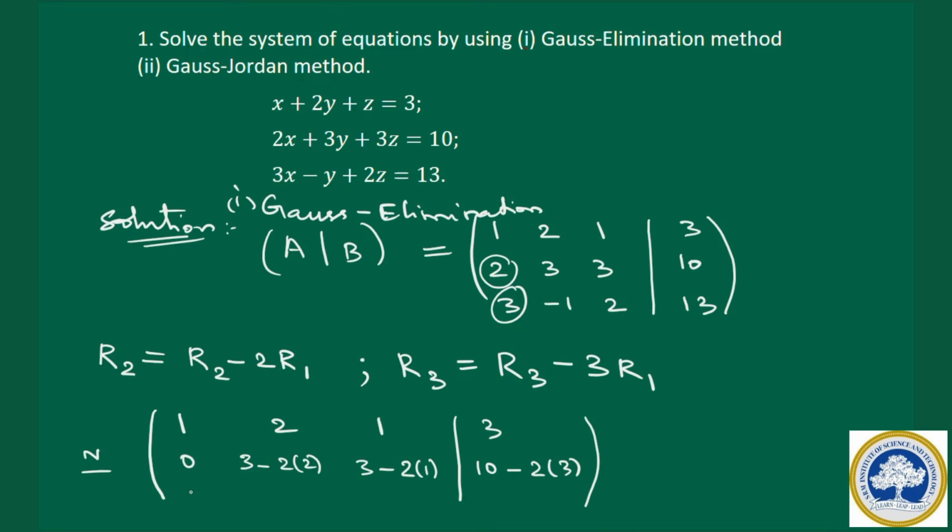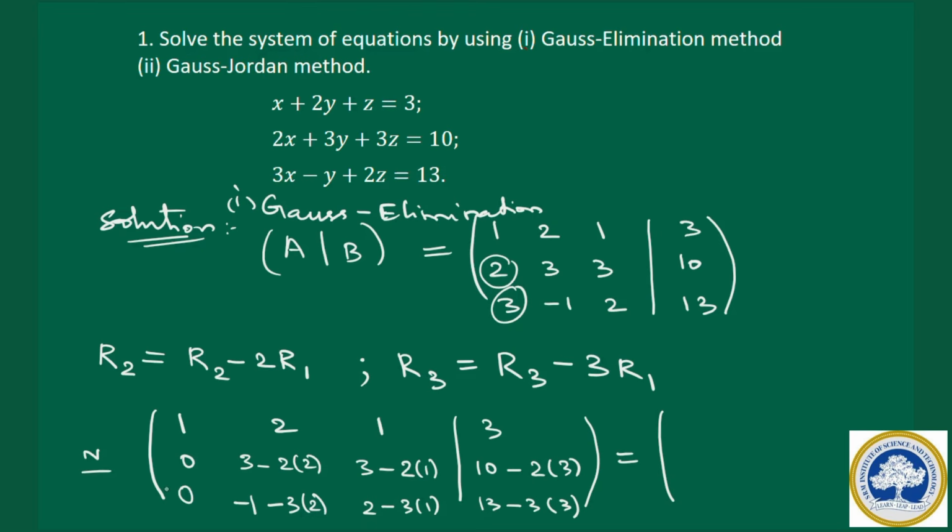Do it again for R3, that is row 3. Again here this becomes 0. For this element it is minus 1. The formula here is minus 3R1. So minus 3 into R1 is what? R1 is 2 here, so we have to multiply by 2. Again for the next element, it is 2 here minus 3 into R1, so 3 into 1. Again here 13 minus 3 into this element, the R1 element is 3. So like this, if you simplify you will get the answer.